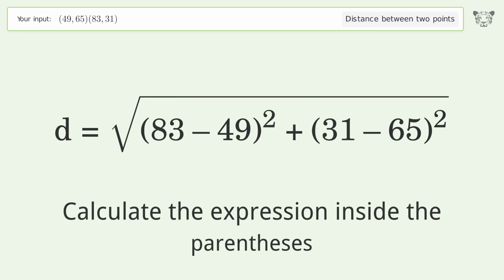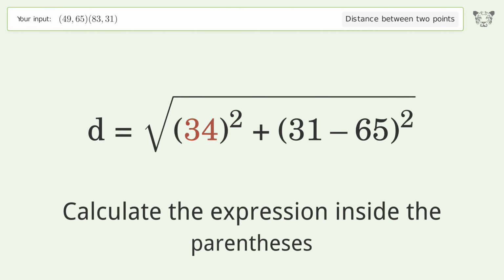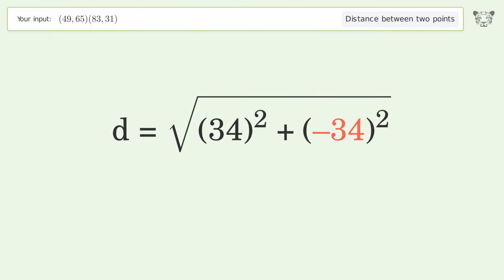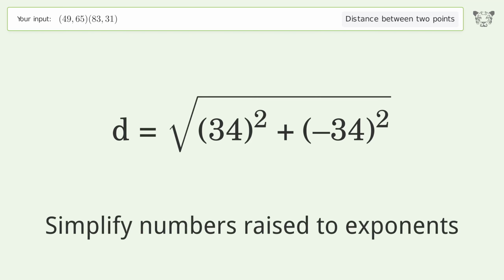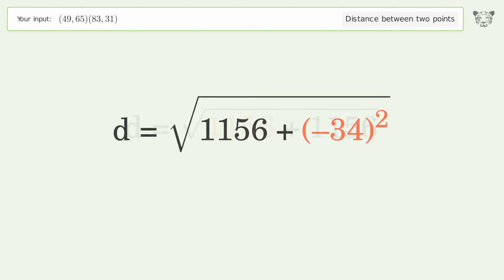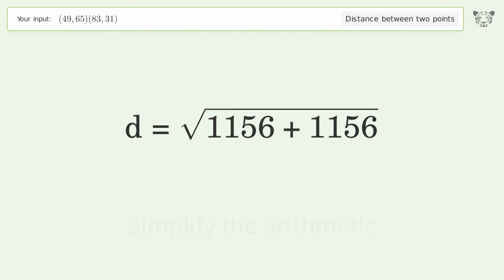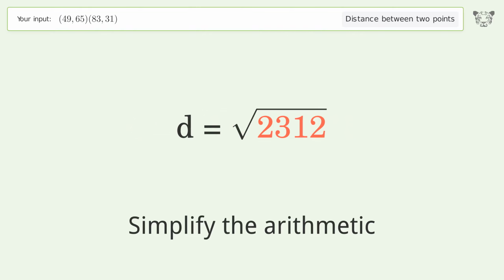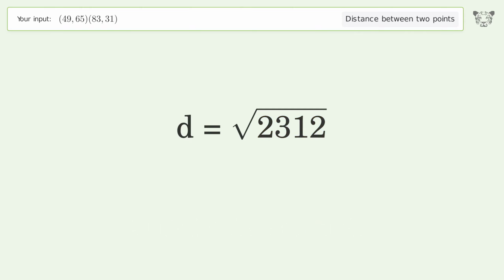Calculate the expression inside the parentheses. Simplify numbers raised to exponents. Simplify the arithmetic. And so the distance between the 2 points is the square root of 2312, or 48.083.